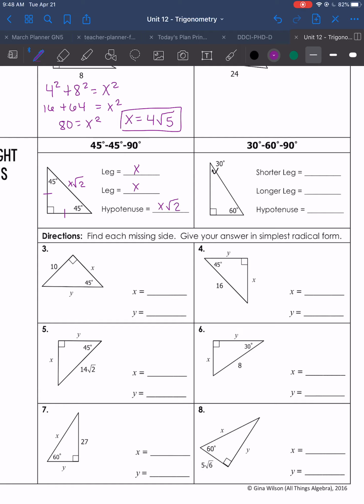And then 30, 60, 90, your side across from your 30 is going to be your shortest one. So that's x. Your side across from your 60 will be the longer one, x square root of 3. And then your hypotenuse will be 2 times the shorter leg.